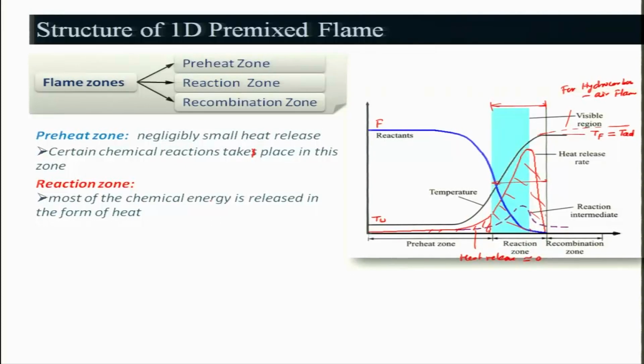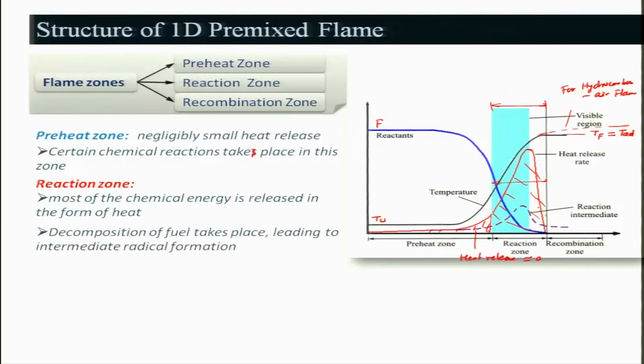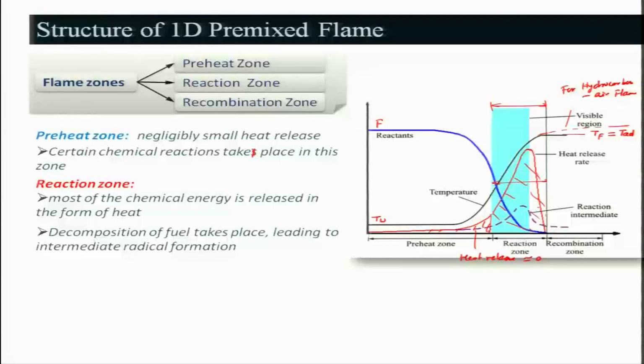In the reaction zone, most of the chemical energy is released in the form of heat due to the chemical reactions. Keep in mind that several reactions will be occurring, as I told earlier, that for methane systems, which is a very simple hydrocarbon, something of the order of 100 reactions take place. Are you getting it? In this thin region some 100 reactions will be taking place, involving maybe 20 species, which is quite complex in nature. Decomposition of fuel takes place, leading to the formation of intermediate radicals, and the reaction zone is very thin as compared to the preheat zone.